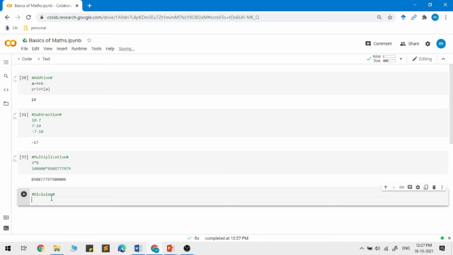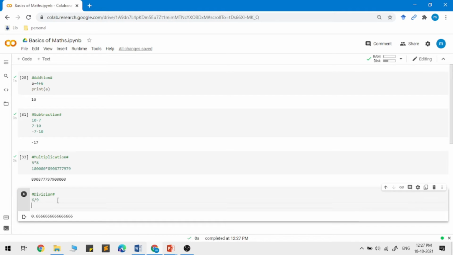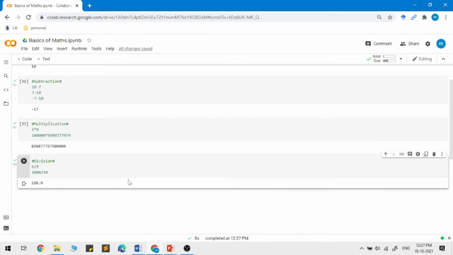So how will you do division? It is as usual 6 divided by 9. Okay, I am dividing 6 by 9, so it will give you 0.666. Suppose I am dividing 1000 by 10. We know that it is 100, right? So it is very simple to find addition, subtraction, multiplication and division. Next we will move to the power.